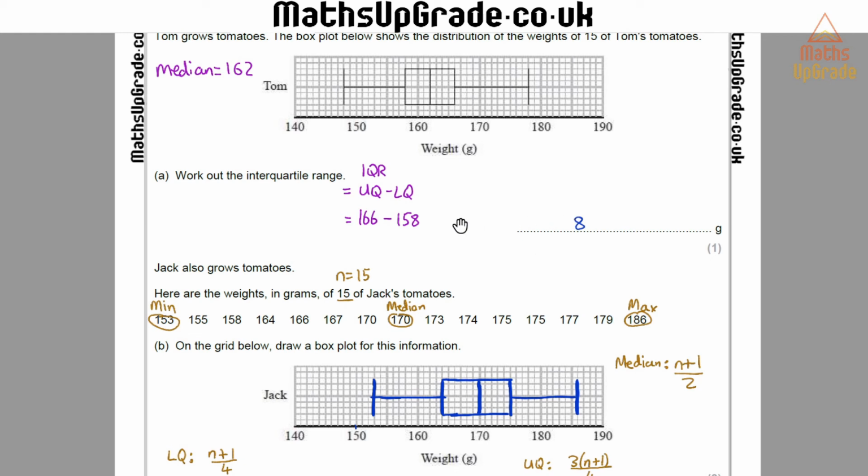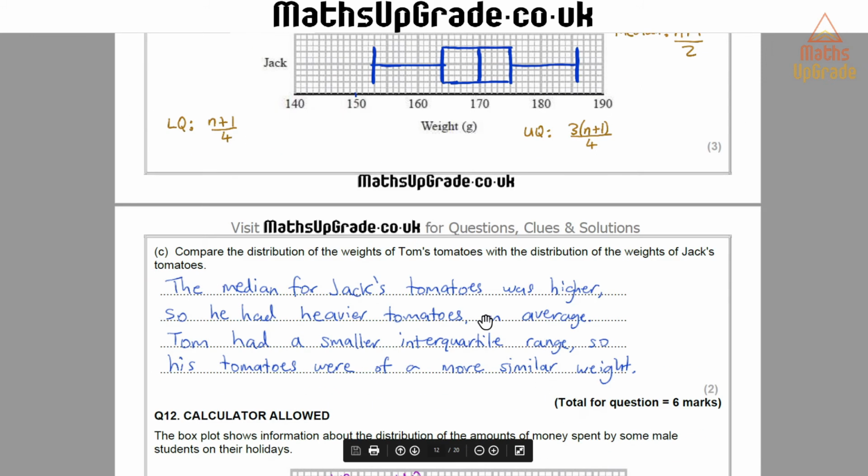So Tom's tomatoes are of a more similar weight. Their weights are much closer together. You can see that from the distance, the width of the central part of the box plot. The width there is narrower than this width. That means the tomatoes here are much closer together in terms of weight. The whole question there was worth 6 marks.